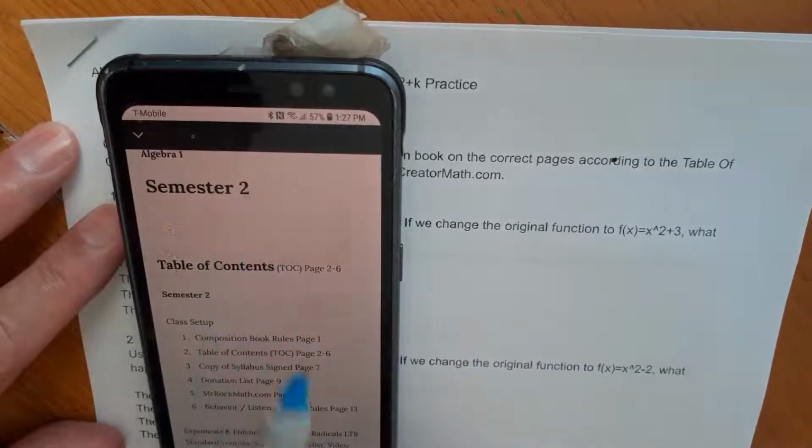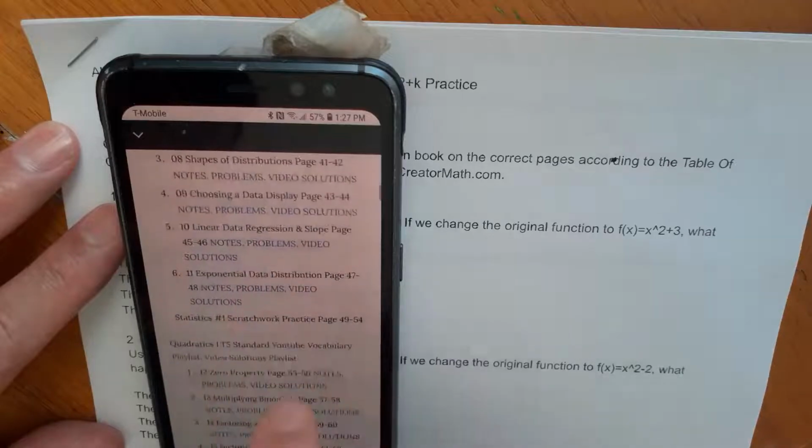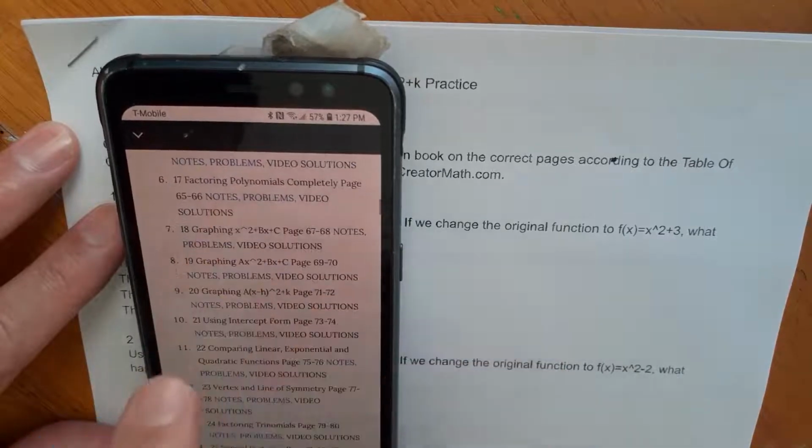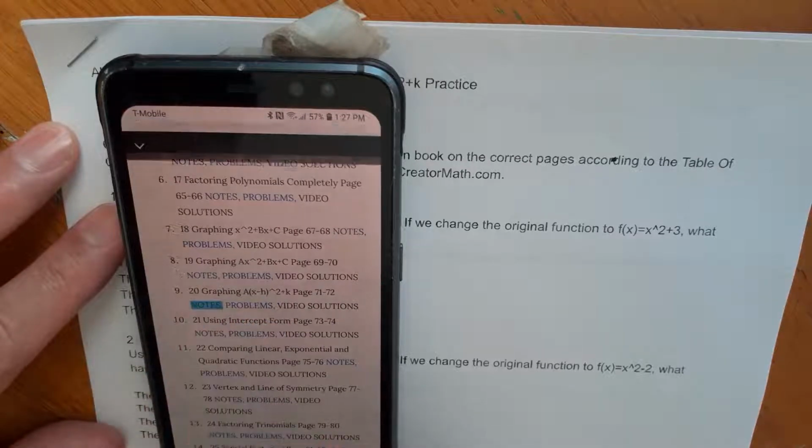This is on Semester 2. Here's exponents and polynomials, modeling two-variable data, and quadratics. And let's go to number 9 right here. These notes go on page 71, 72 of your comp book. Here's the title, graphing a(x - h)^2 + k. Here's what the notes look like.